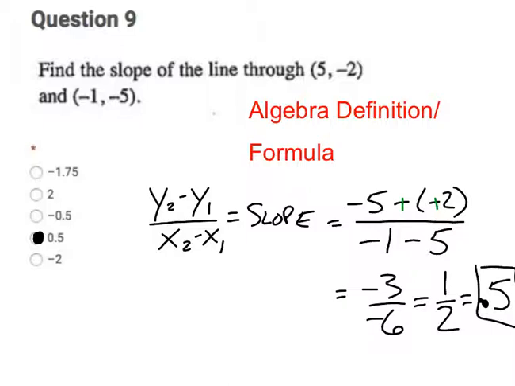Question number 9, you got to know your slope formula. y2 minus y1 all over x2 minus x1. Plugging that in, we get a half. Looking at my answers, they're all in decimal. So in order to find out what I got, take out your calculator real quick, divide it out. 1 divided by 2 is 0.5 is my final answer.